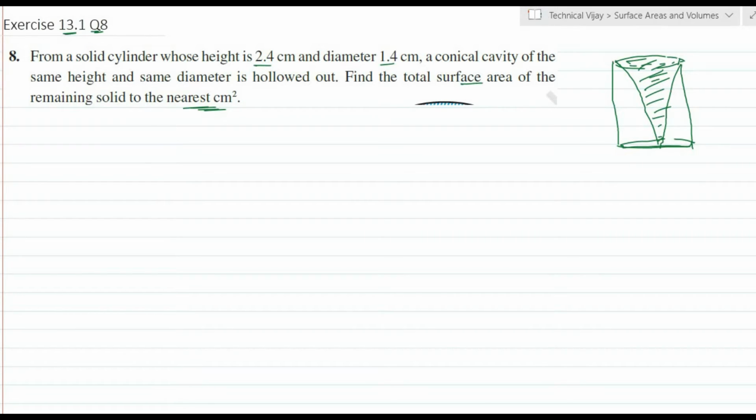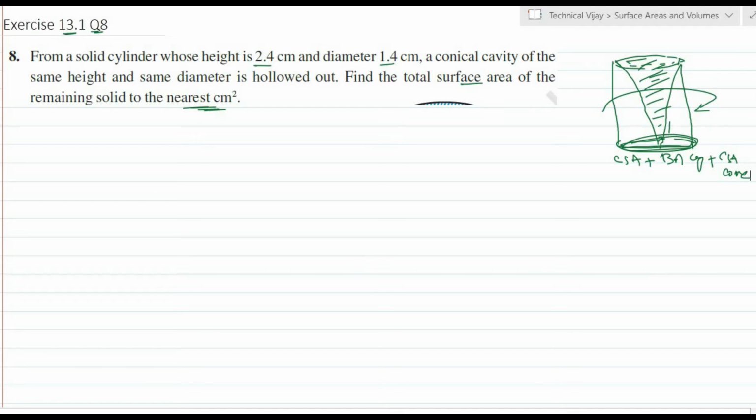So the total surface area will be this one: the curved surface area of the cylinder, plus this base area of the cylinder, plus this internal area, that is the curved surface area of the cone. So like this we have to calculate.